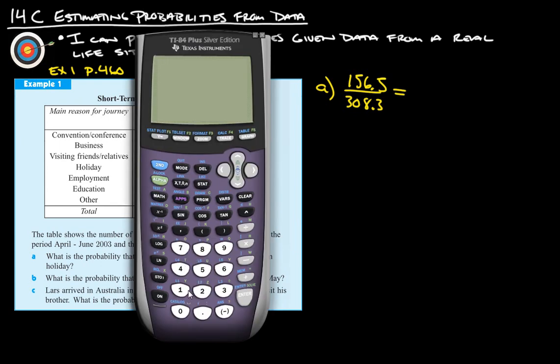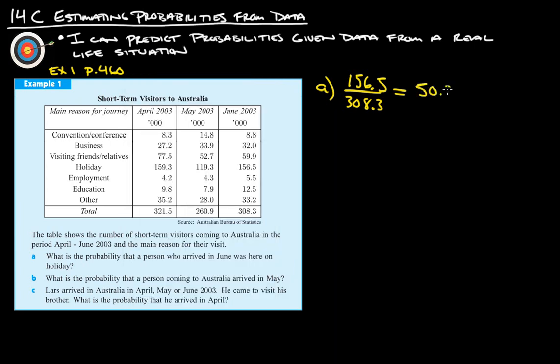All right, so we take 156.5 and divide it by 308.3. And we get 50.8%, I guess, if we round it off. 50.8% chance. So a little bit better than 50% chance that they are on holiday if they arrived in June. All right. B, what's the probability that a person coming to Australia arrived in May?